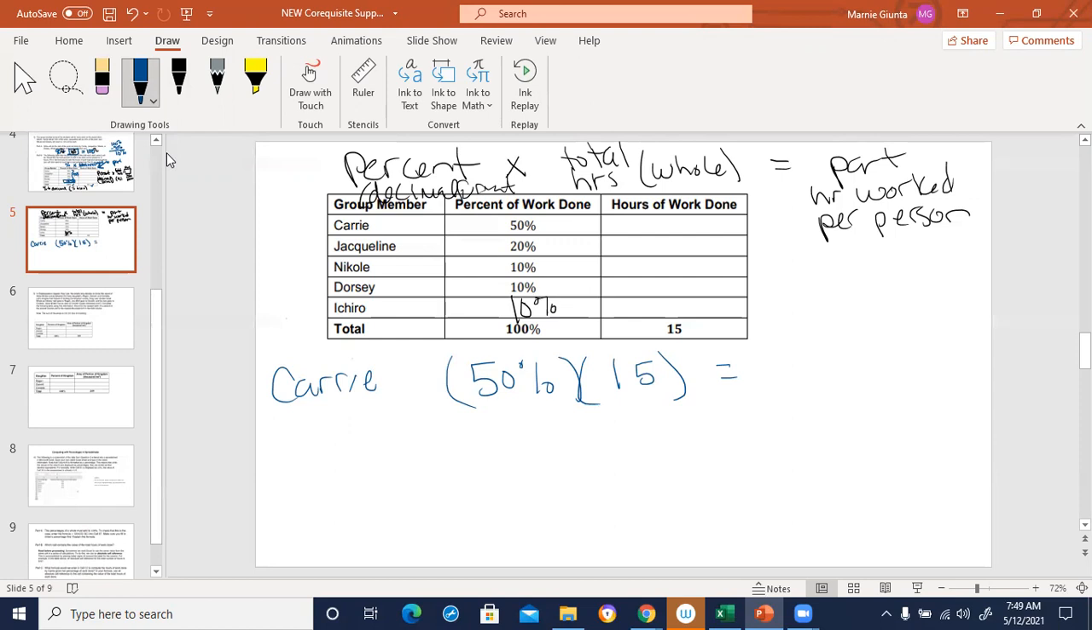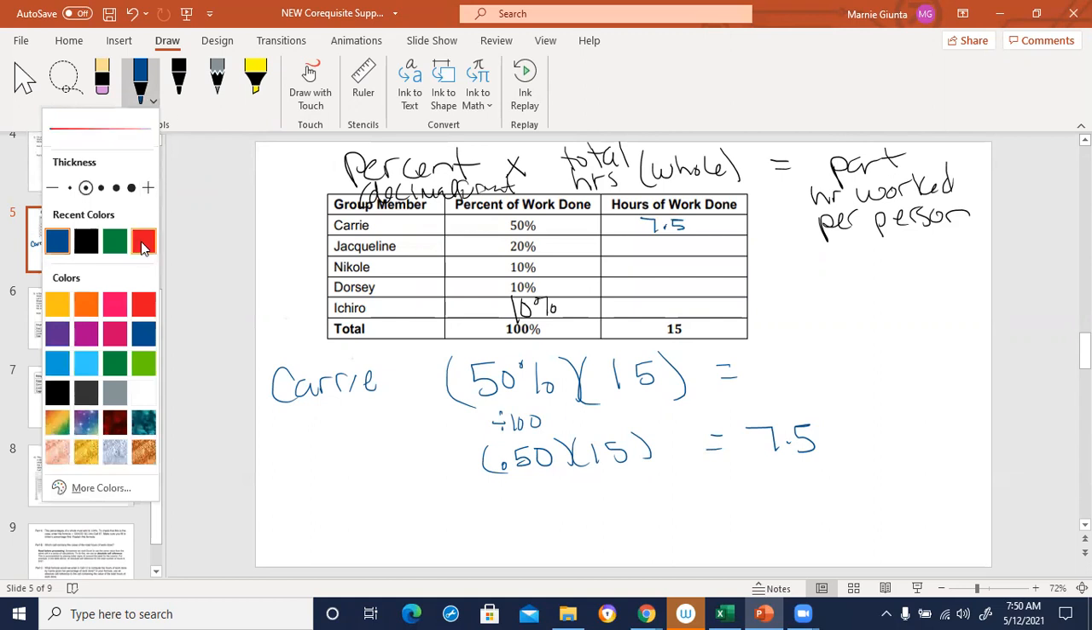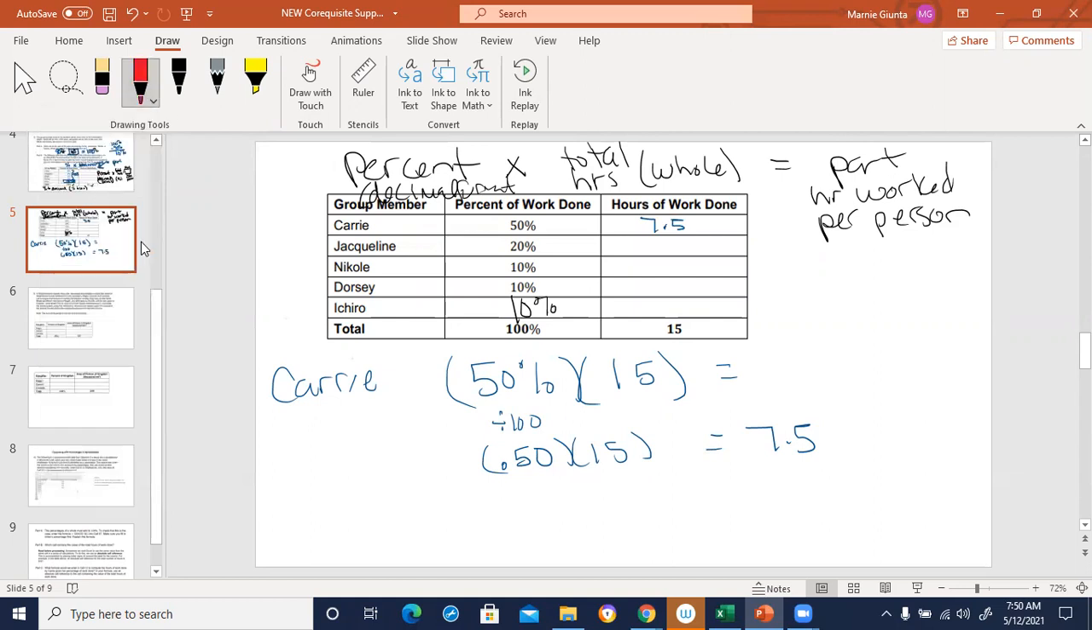Now remember, we have to take this 50% and turn it into a decimal format. So what you want to do here is divide by 100 and you get 0.50 times 15, and that is going to equal 7.5. So the number of hours worked is 7.5. Let's go on and do Jacqueline.